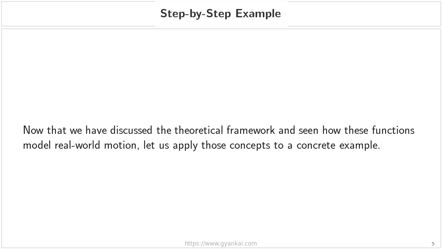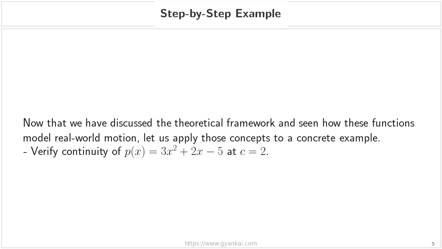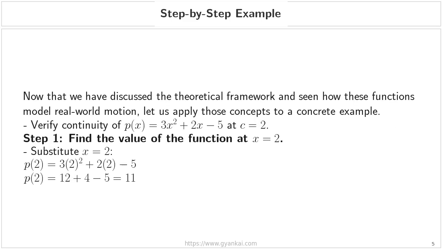Step-by-step example. Now that we have discussed the theoretical framework and seen how these functions model real-world motion, let us apply those concepts to a concrete example. We want to verify the continuity of the polynomial function p of x equals 3x squared plus 2x minus 5, specifically at the point where c equals 2. To do this, we will follow the three-step criteria we established earlier. Step 1 is to find the actual value of the function at x equals 2. We do this by substituting 2 into the function for every instance of x.